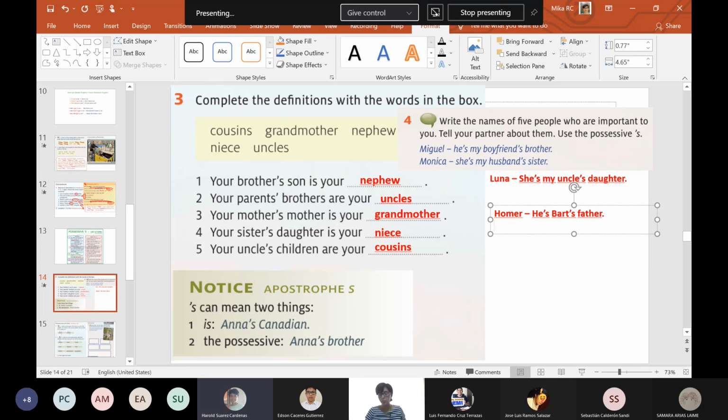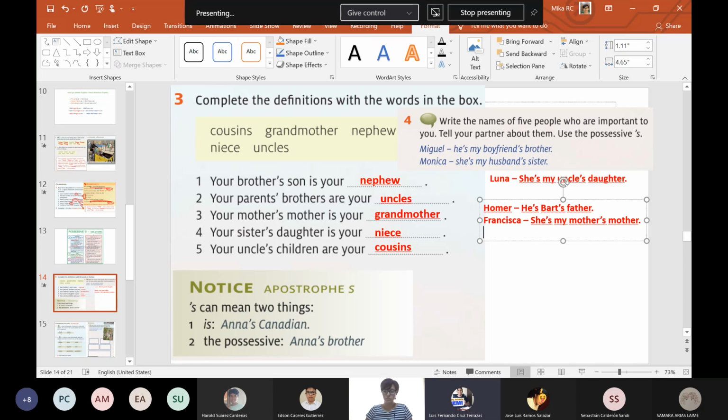Yo de mi abuela. Okay, Harold, please. Francisca, she's my mother's mother. Yeah, perfect. That's not difficult. Francisca, she's my mother's mother, right? She's my mother's mother. Perfect. Thank you so much, Harold. Any other example that somebody would like to share? ¿Algún otro ejemplo? Yo, Miss, de mi sobrina. Yes. Juliana, she's my sister's daughter. Perfect. Juliana, she's my sister's daughter, right?